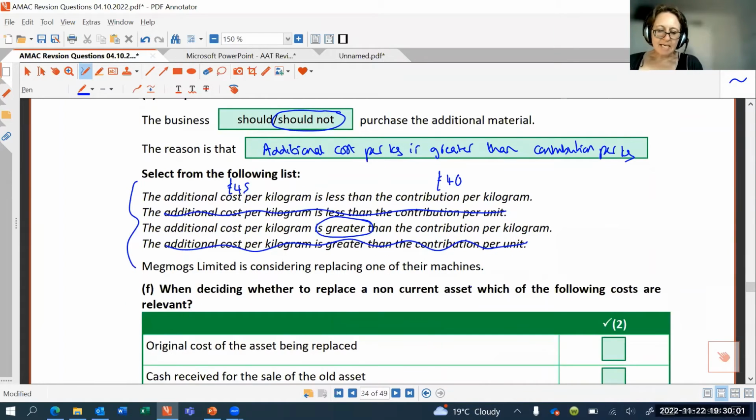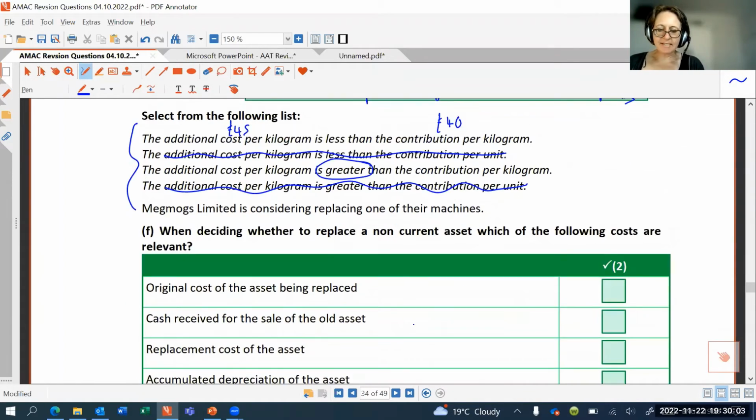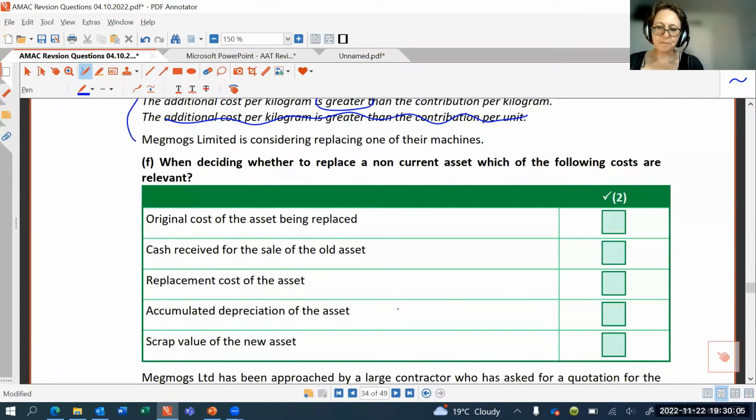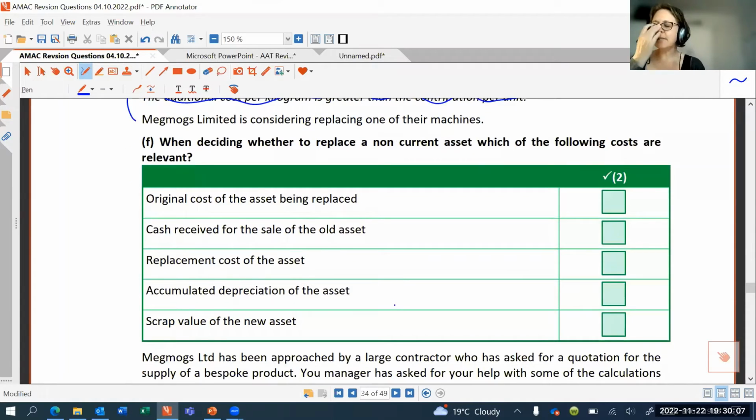Moving into a slightly different topic area then for the last couple of parts of the question. But before we do that, does anybody have any questions on what we've done so far? Anything I can help with? If not, we're going to have a look at the area of relevant costs.